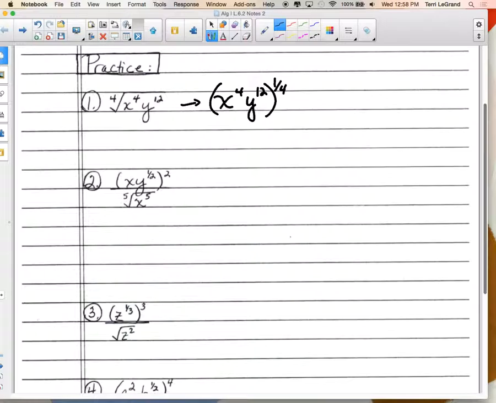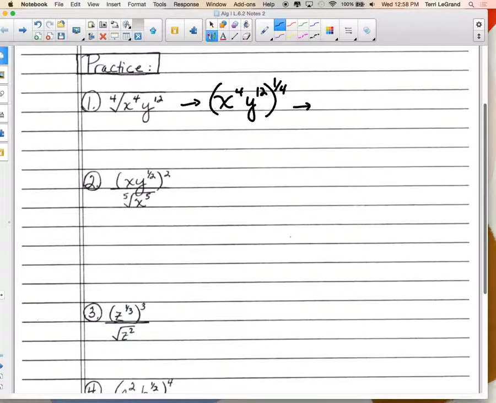We don't have the same base, so we can't use the power times a power, can we? I think there's another one though that has something to do with multiplication. Which one is it? Product raised to a power. This is a product, x to the 4th times y to the 12th. We have a product going on there, and it's being raised to a power. So what's our rule for that?